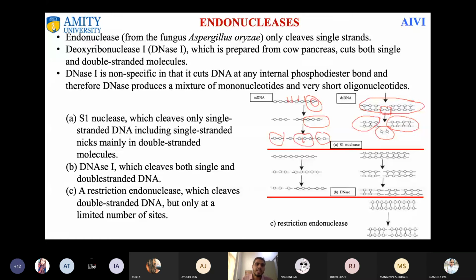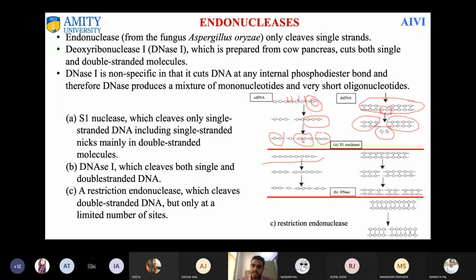Okay, now come to DNase 1. DNase 1 produces a cut in a non-specific manner. When we say non-specific, it means it will cut both, whether you have a single stranded or a double stranded DNA. So if you add an endonuclease which is DNase 1 in nature, it will chop every type of DNA, whether single stranded or double stranded.